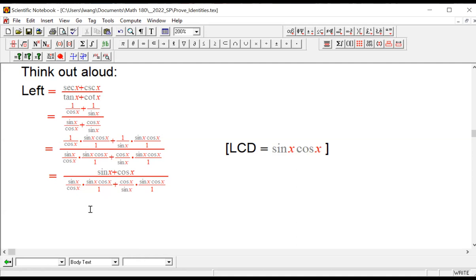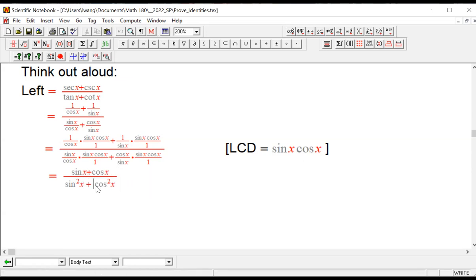In the denominator, right? So cosine and cosine are reduced. So we have sine times sine. Sine times sine is sine squared. So sine squared of x. And for the other side, sine and sine is reduced. So we have cosine times cosine. So for this entire piece, we have cosine squared x left.